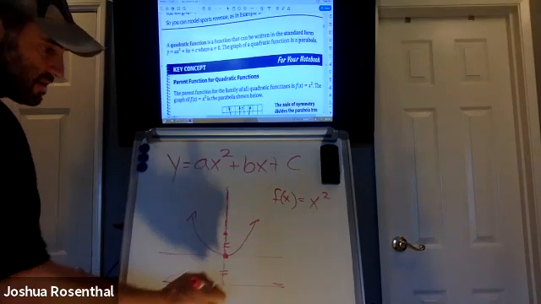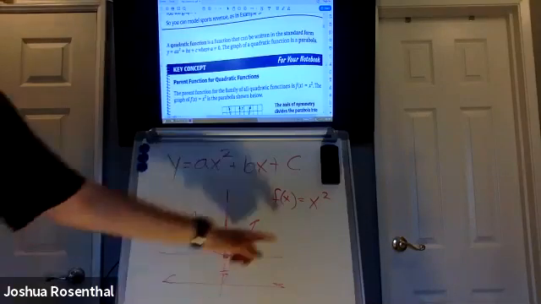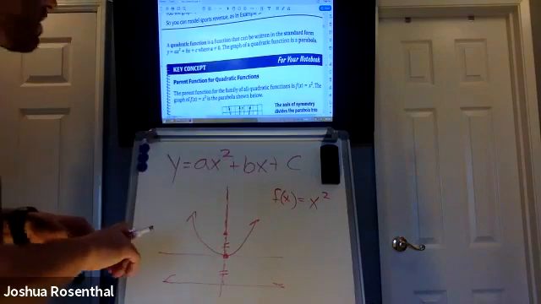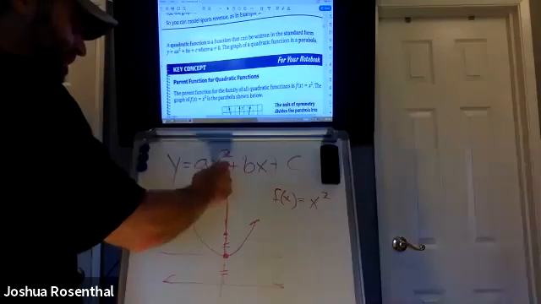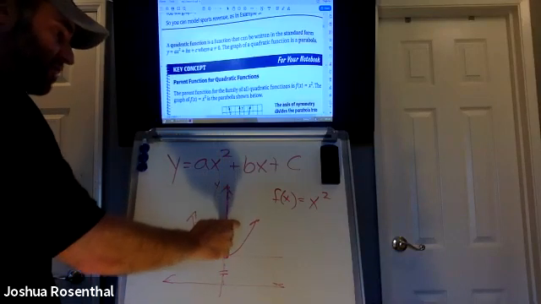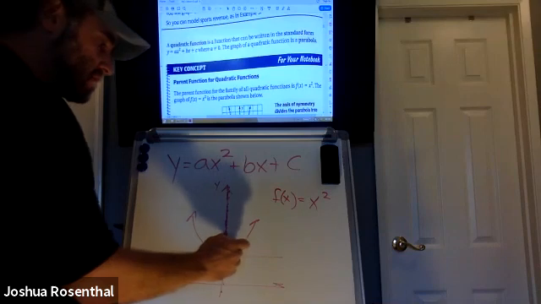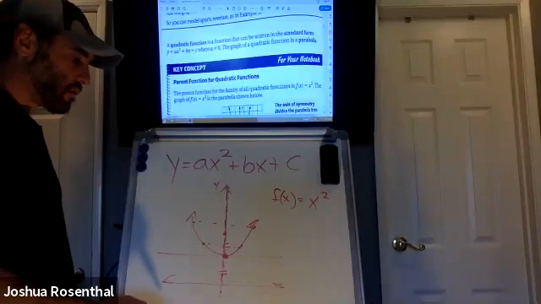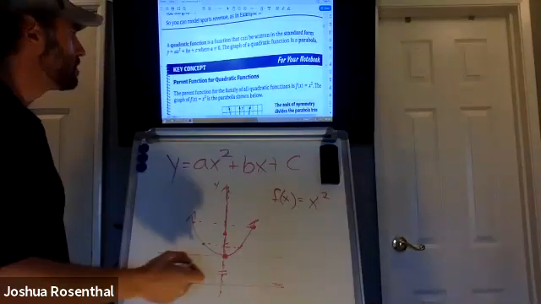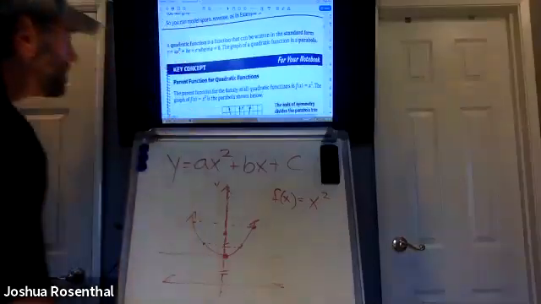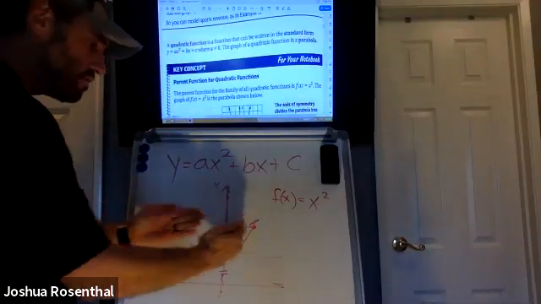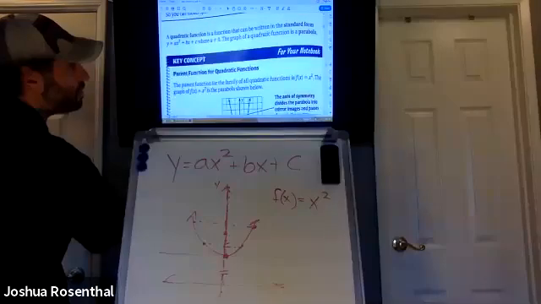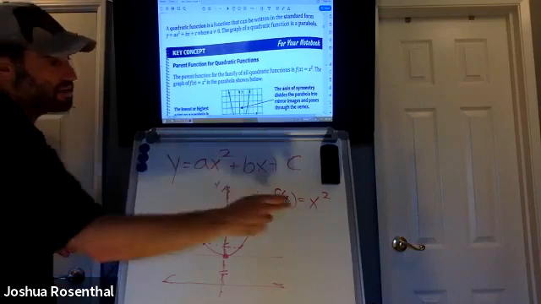Okay, this is the same as that. That's the parent. Now, as we start to mess with this, it's going to move it around, okay? The y-axis in this is the axis of symmetry because all the points here are reflections of the points on the other side. A point here is a reflection of the point over here. Okay, so this is an axis of symmetry, right? It divides the parabola into two equal parts.